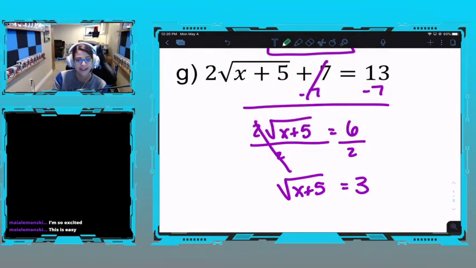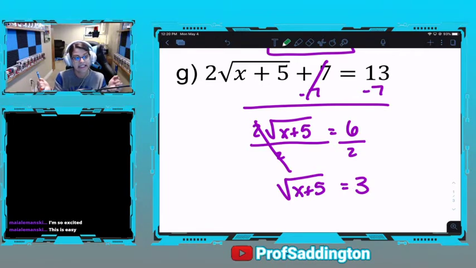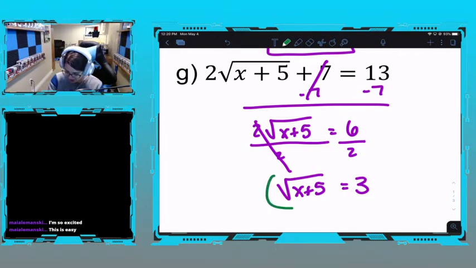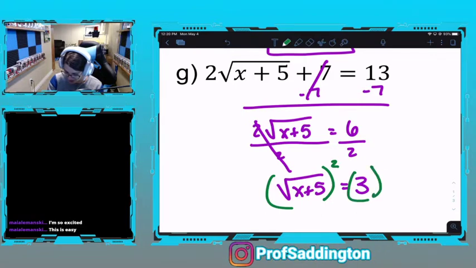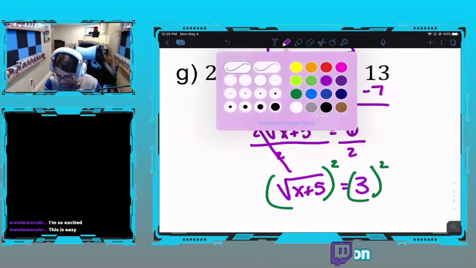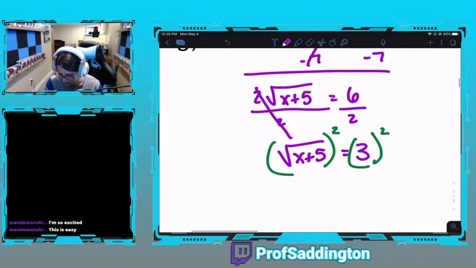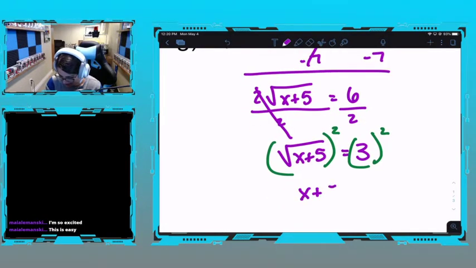Now from here, I can't subtract that 5 over because it's locked in under that radical. So here, I can square each side to unlock what's underneath the radical. So I'm left with x plus 5 equals 3 times 3, which is 9.